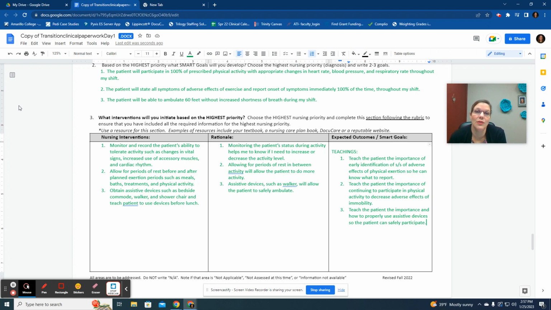Sometimes you'll have to include teachings in your nursing care plan. So I'm going to teach the patient the importance of early identification of the signs and symptoms of adverse effects of physical exertion so he can know what to report. I'm going to teach the patient the importance of continuing to participate in physical activity to decrease adverse effects of immobility. And I'm going to teach the patient the importance and how to properly use assistive devices so the patient can safely participate in physical activity.